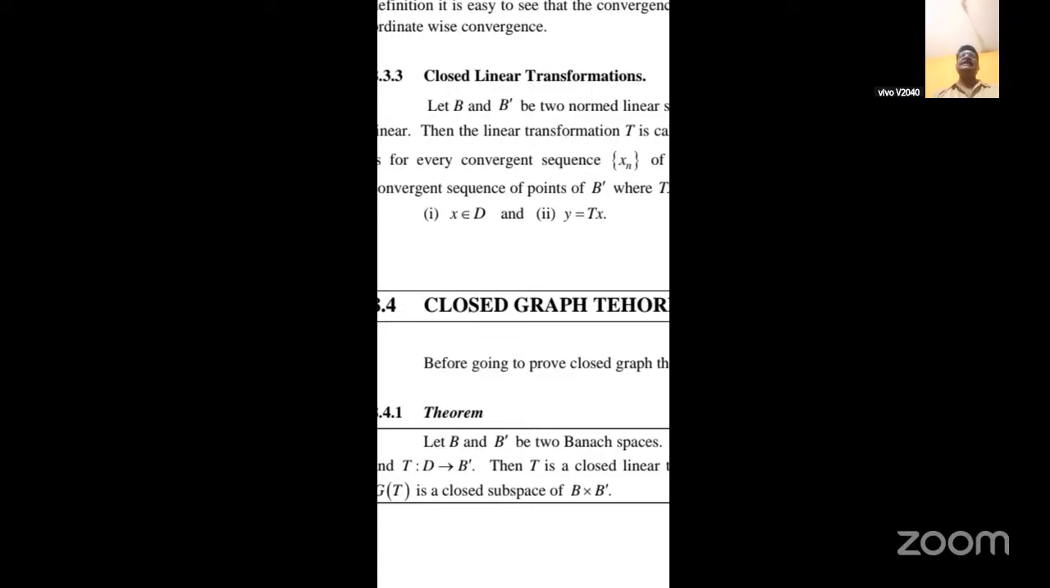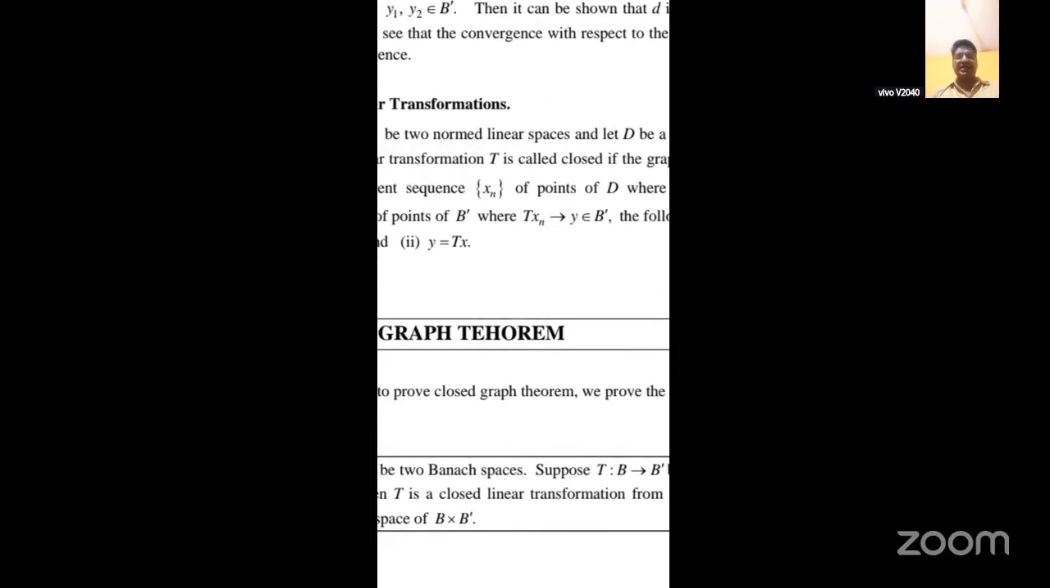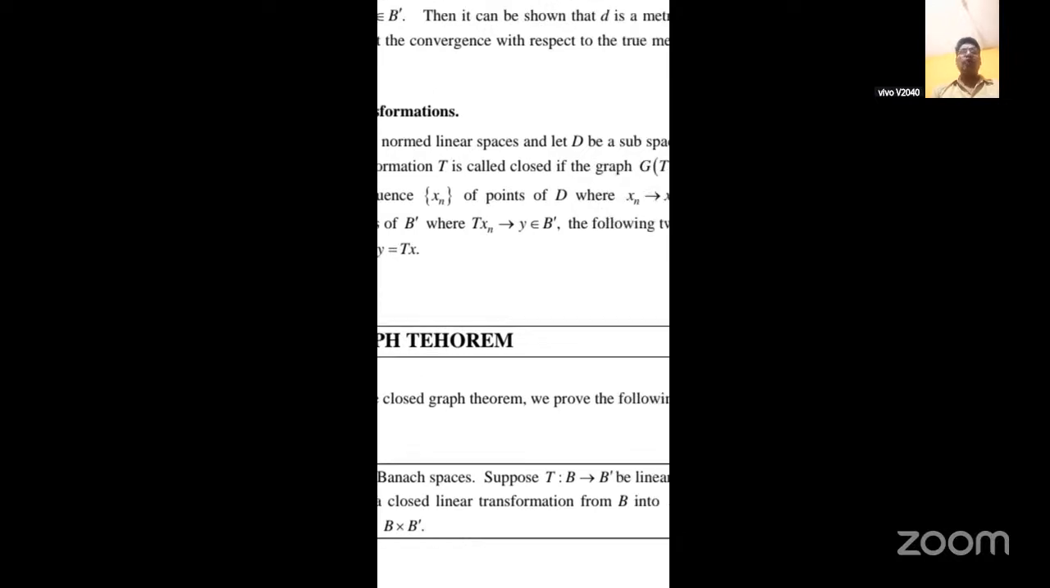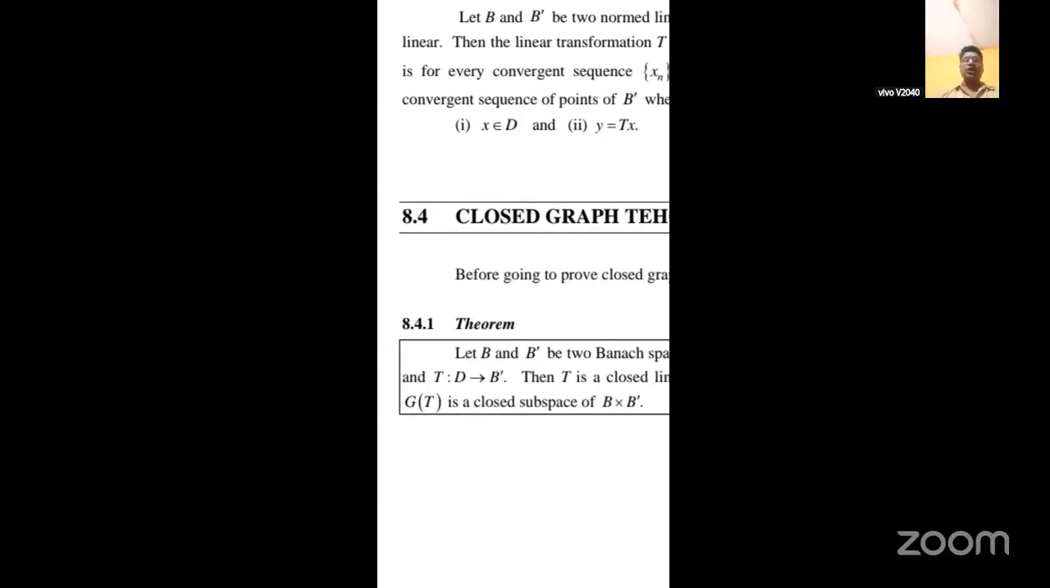Here T is defined from D to B dash, and that mapping must be linear, and given that the linear transformation T is closed. How is it closed? If the graph of T is closed in B cross B dash, then automatically that transformation is also closed. Now we will discuss.